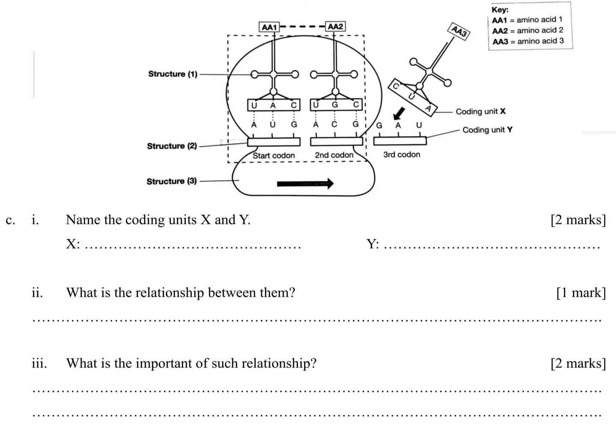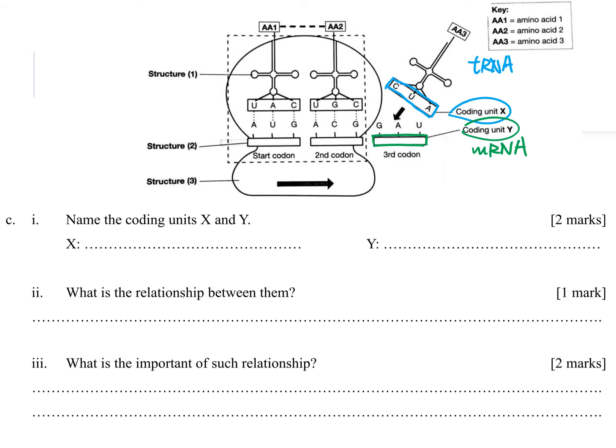Question C1. Can you name the coding unit X and Y? Where do you find the coding unit X? You find it right below the tRNA. Well, for the coding unit Y, you can find it right on the mRNA. So what is the coding unit X and Y?